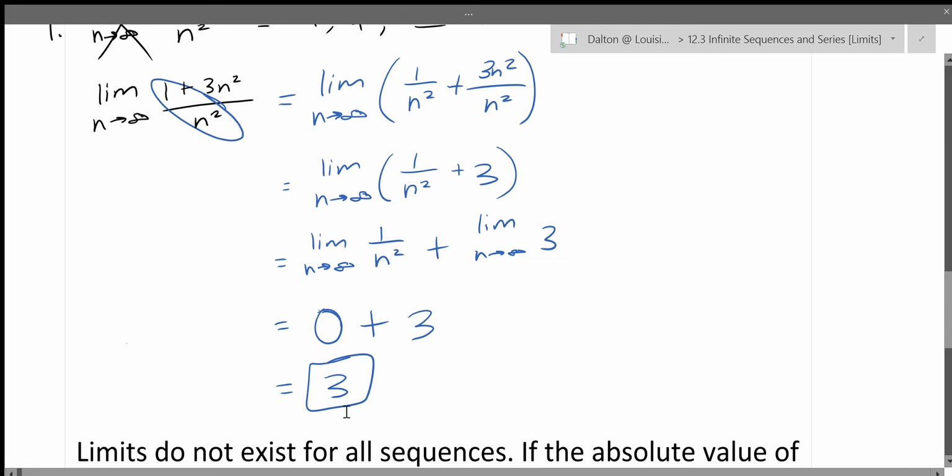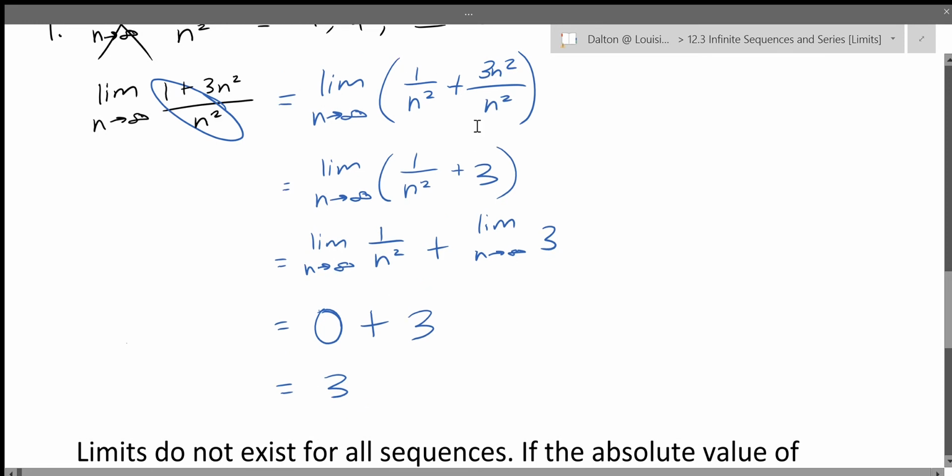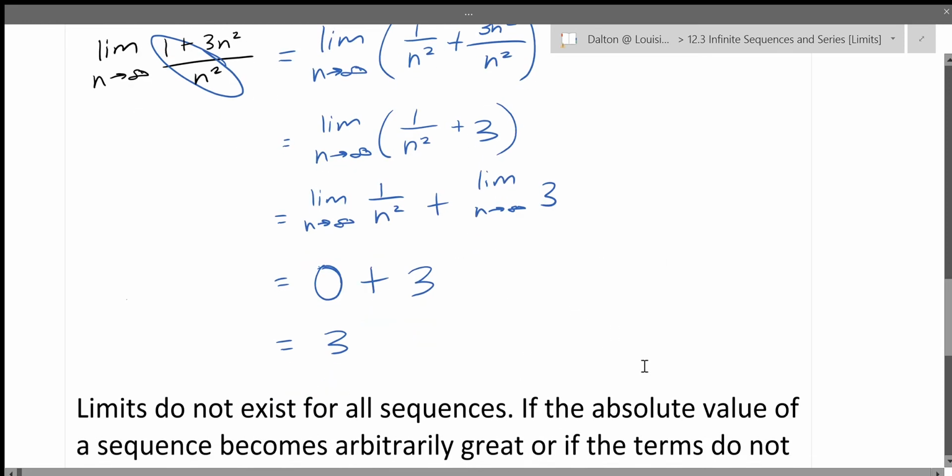And that's something you probably wouldn't see if you tried to just write a bunch of numbers in the sequence. That would be really difficult to tell. So that's why these limit theorems are actually helpful.